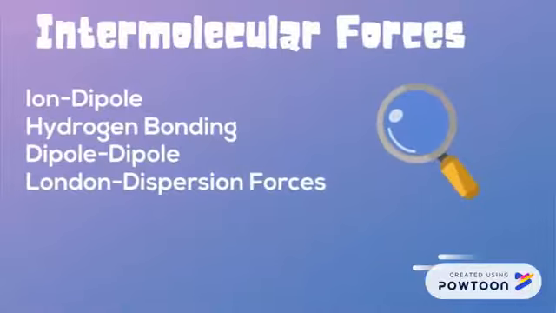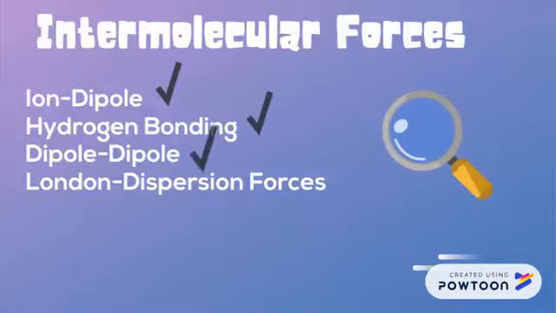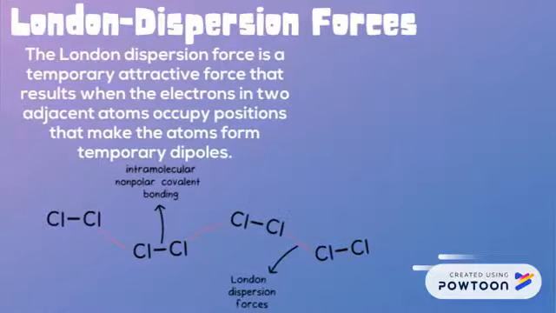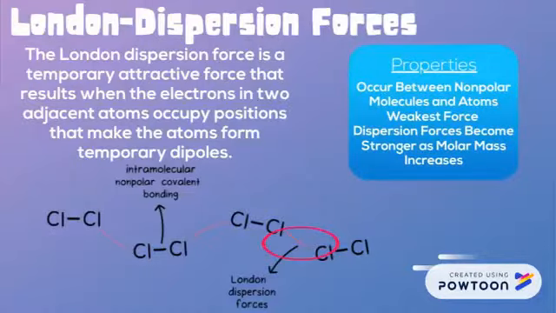There are four types of intermolecular forces, the strongest being ion-dipole, hydrogen bonding, dipole-dipole, and the weakest London dispersion forces. London dispersion forces are temporary attractive forces that result when electrons in two adjacent atoms occupy the same position, making one end temporarily positive and one end temporarily negative. They occur between nonpolar molecules and atoms. They are the weakest, but they do become stronger if the mass increases.